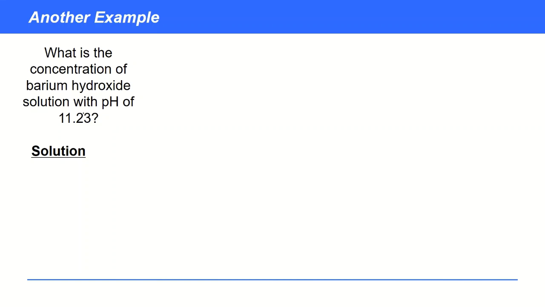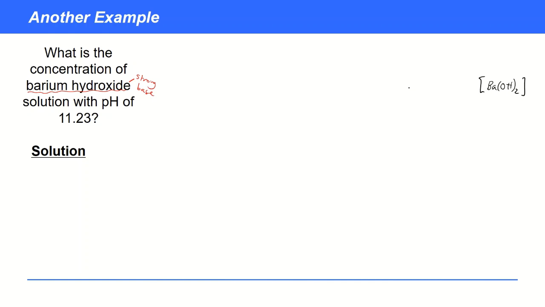Here's another example. What is the concentration of barium hydroxide with a pH of 11.23? So we have a quick look. We've got barium hydroxide here. So as long as the concentration is not too high, this should be a strong base. So we can use our typical strong base assumptions here, that the concentration of barium hydroxide, so over here is our final step.